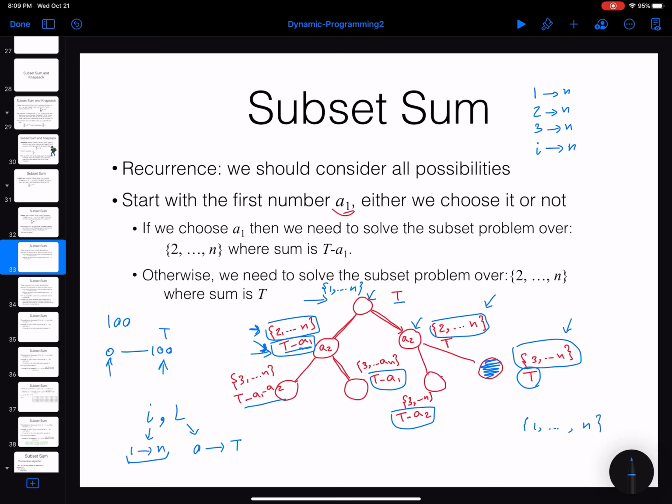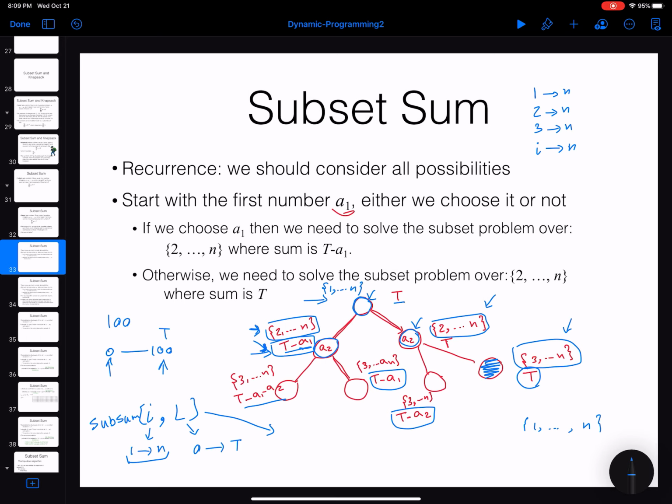Okay, so the rest of the thing that I wanted to write is just finding a recursive relation. Let's give it a name, like subsum for I and L. What is the recursive relation for this? For each of these boxes, each of these nodes, each of them is going to be one subproblem, right? What is the recursive relation?